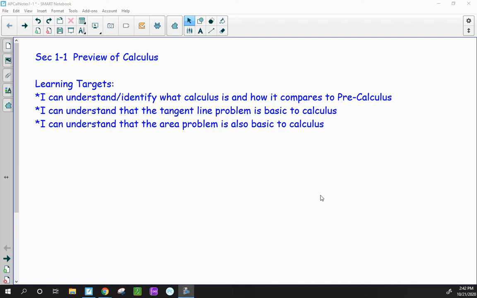I would like you to, in your notebook, write down the learning targets. Always do that. First one: I can understand and identify what calculus is and how it actually compares to pre-calculus. Learning target 2: I can understand that the tangent line problem is basic to calculus. Learning target 3: I can understand that the area problem is also basic to calculus.